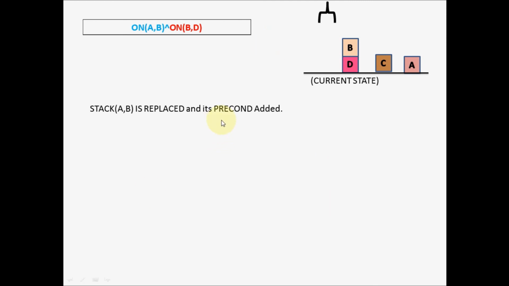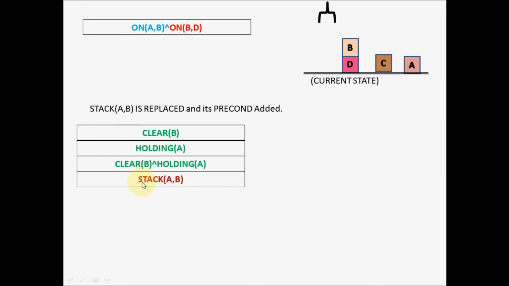Okay, let us continue. So on A comma B was creating a problem, on B comma D was true. So what can make on A comma B true? The stack A comma B action can make on A comma B true. So this full thing is replaced with stack A comma B, right? But for stack A comma B to be executed, all its preconditions have to be satisfied. So all the preconditions of stack A comma B are loaded on top of the stack.